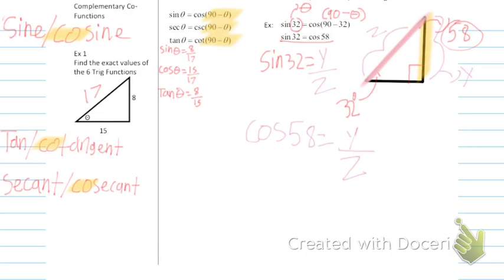Now let's find the reciprocals. Cosecant of theta, you just take the reciprocal of sine, which is 17 over 8. For secant of theta, which is the reciprocal of cosine, it is 17 over 15. And cotangent of theta, just the reciprocal of tangent, equals 15 over 8.